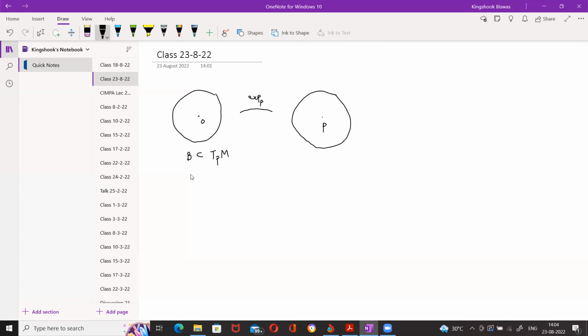Suppose I take a vector v here and look at its image, which I call q. So q is exp_p of v. Here we have the Lebesgue measure lambda_p, the natural Lebesgue measure on T_pM. When you identify T_pM isometrically with R^n, you take the Lebesgue measure on R^n and push it forward to T_pM. And here you have the Riemannian volume measure, dvol.